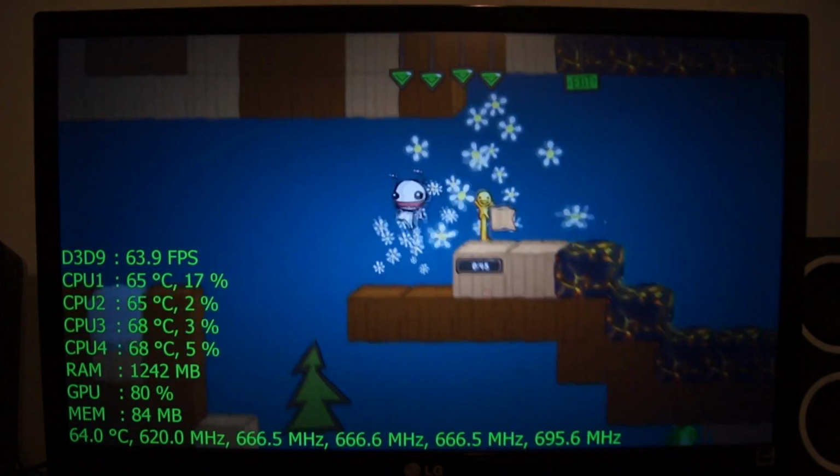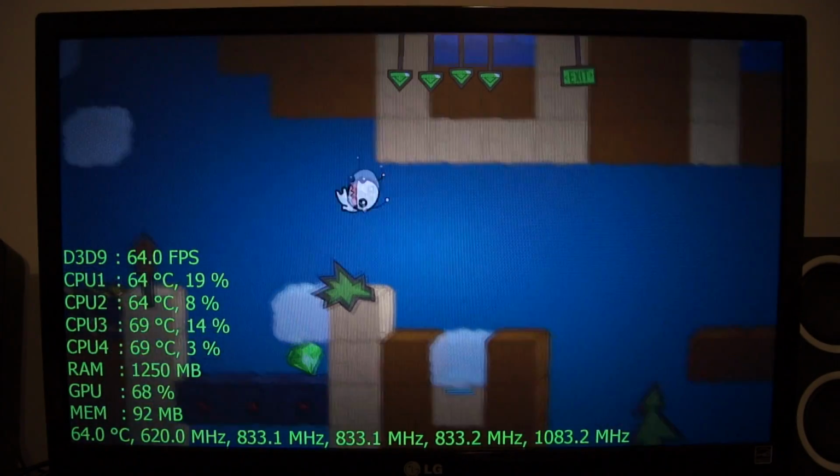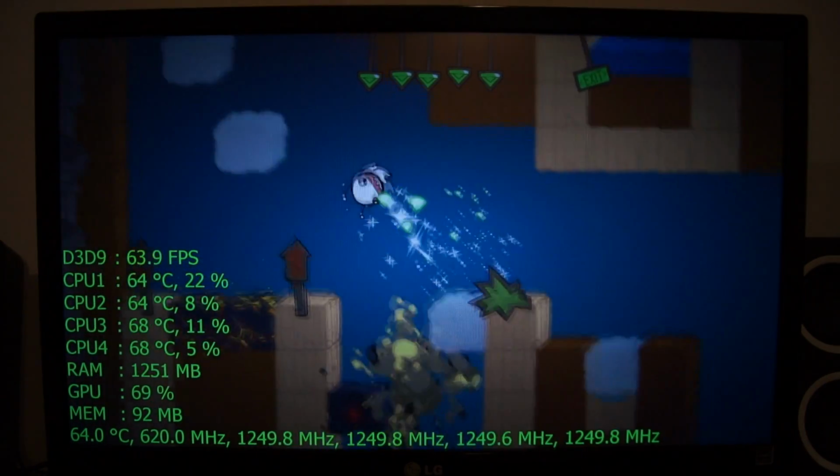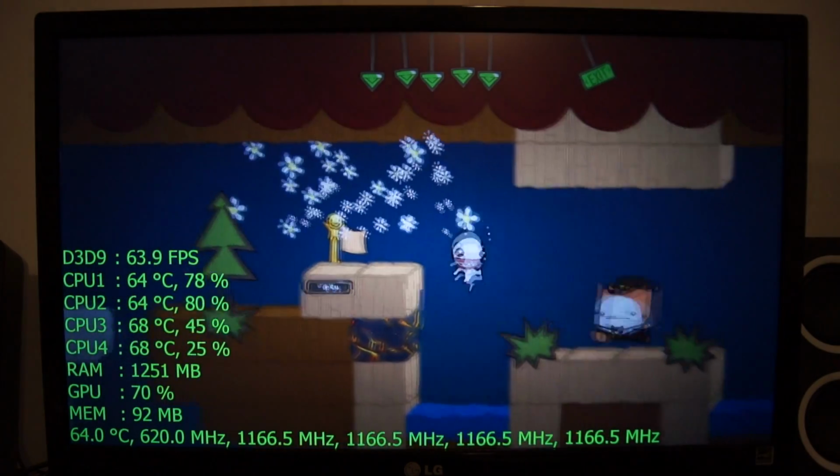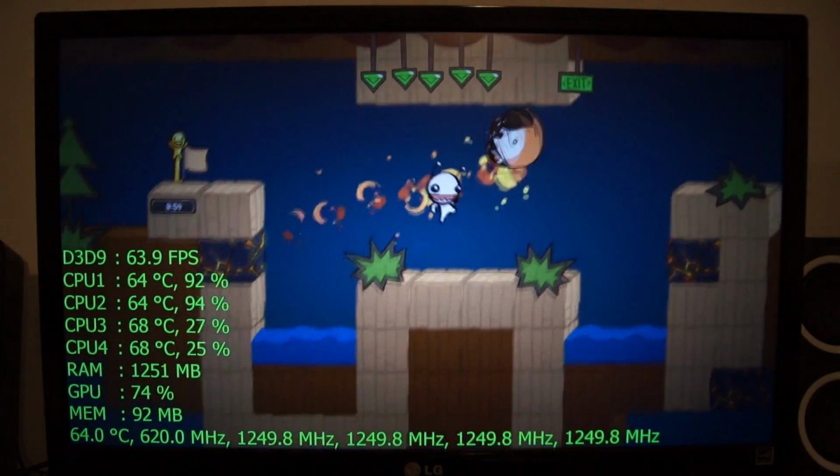Yeah, so this game, it plays it with ease at 1080p. I'm sure I could even enable the fancy backgrounds, and it would still probably be in the 50s, so pretty good. So, yeah, pretty impressive.